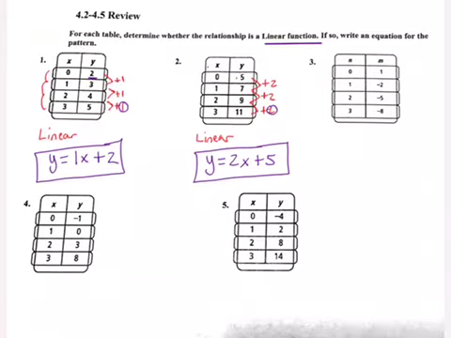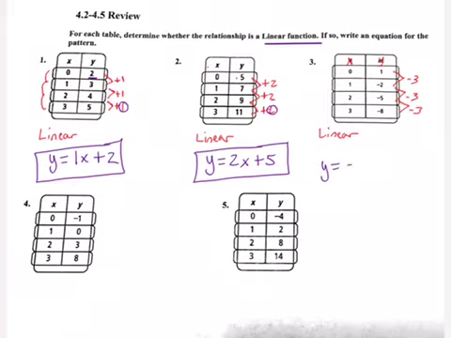For this one, let's go ahead and make these x and y instead of n and m. The x's are going up by 1 with the y's. It's going down by 3, down by 3, down by 3. So this is a constant subtraction, which still makes it linear. That negative 3 then becomes your slope.